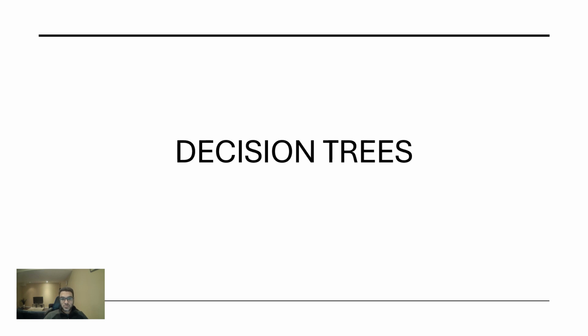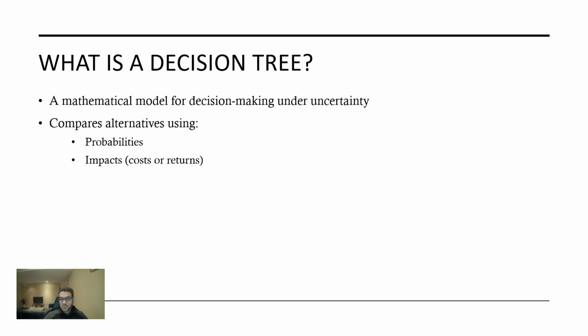Hi and welcome to this video on the decision tree method that is used in decision making and risk analysis. Decision tree is a tool that can mathematically model a decision and all its possible outcomes based on the probability of each outcome and the impact of that outcome.